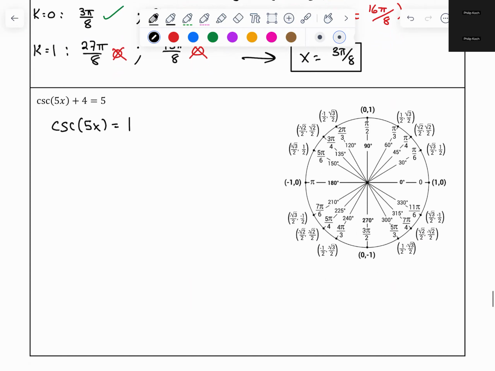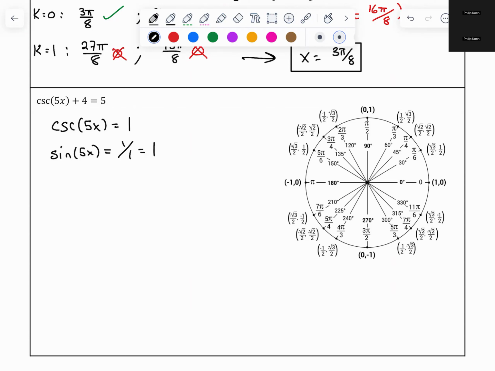Oh, there was a typo. No, that's fine. It's just 1. So sine of 5x. I think this was supposed to be a 6. I think I made a typo. Well, we'll just do this. This will be fine. This will be 1 over 1, which is just 1.